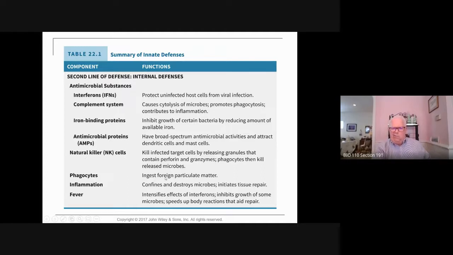phagocytes, neutrophils, and monocytes. Here again is the word inflammation. I'm going to tell you one more time. Pain, swelling, redness, and heat. And then fever. Developing a fever will kill bacteria. It's all non-specific. All of you are born with it.